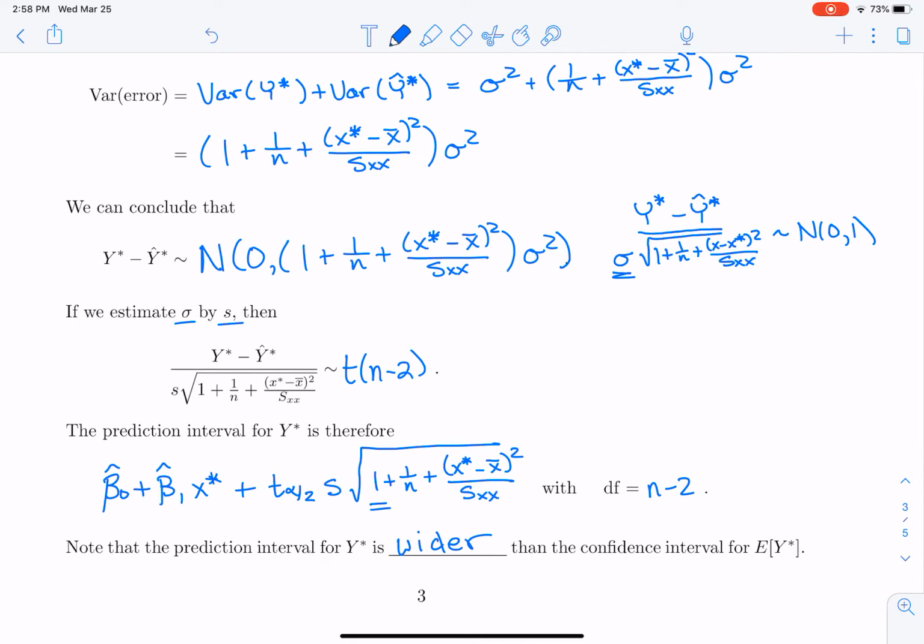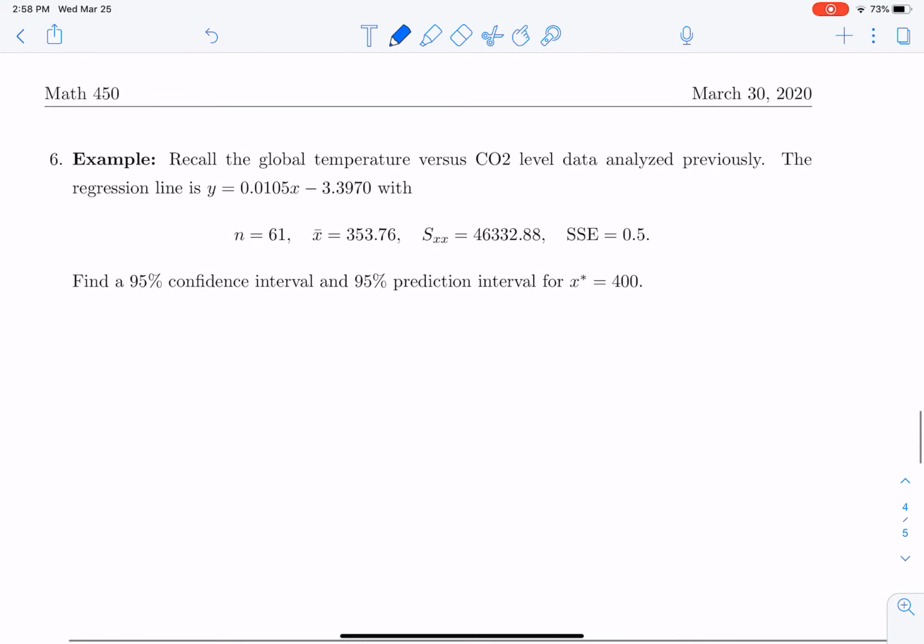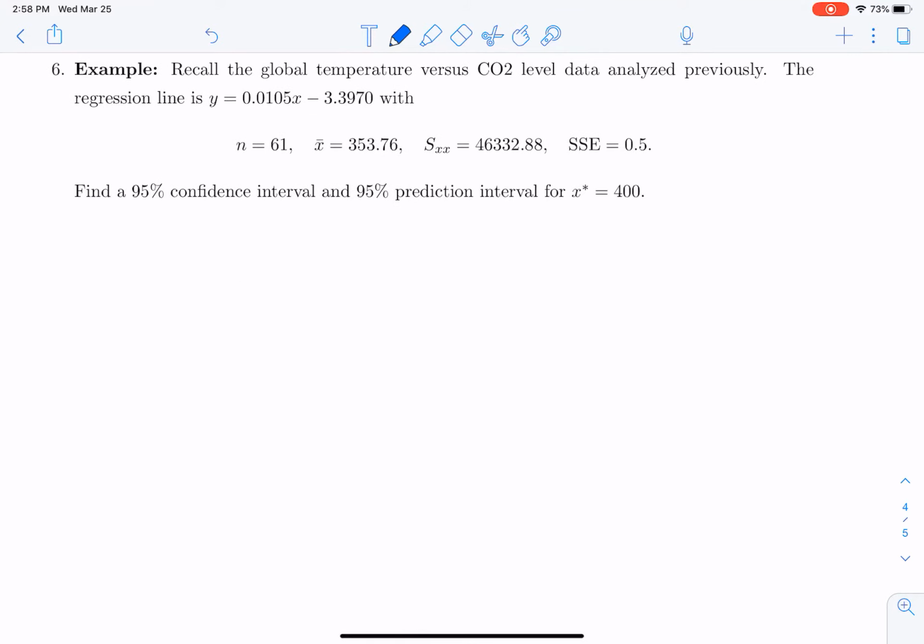Okay, let's use an example to illustrate all of this. We're going to go back to this global temperature versus CO2 data. We already found the regression line, and we already looked at some of these summary statistics. So what I want to do is find a 95% confidence interval and a 95% prediction interval. I'm specifically going to look at what happens when x star is 400.